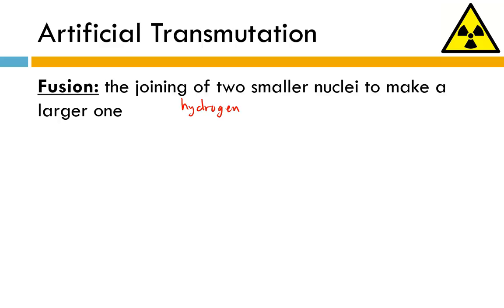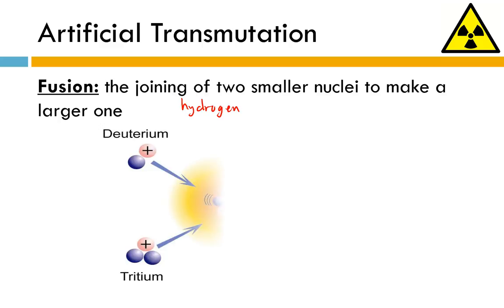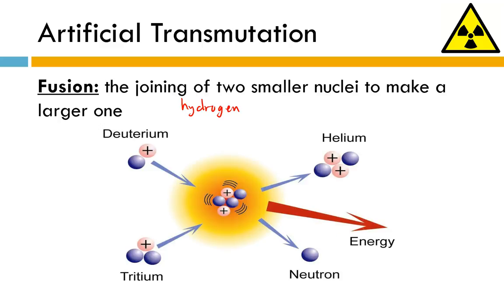Fusion happens most readily on the sun. That's how the sun produces its energy. It's constantly fusing hydrogen, and due to its size and heat, it's also able to fuse helium. The way a fusion reaction would work is we're going to take isotopes of hydrogen. So deuterium is hydrogen with a mass of 2. We have one proton and one neutron.